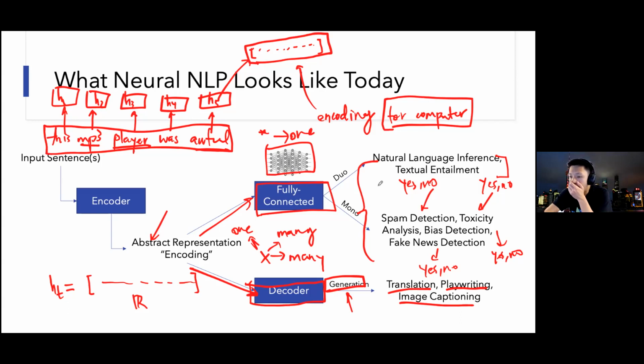So hopefully this gives you a better idea for how neural NLP works. Just as a recap, pretty much always you'll get an input, you'll encode it, which means you'll put it into a form that the computer can understand, this abstract representation, and then you can do anything you want with this representation. You can do classification or you can generate a bunch of text. And we'll see exactly how this works in a moment.